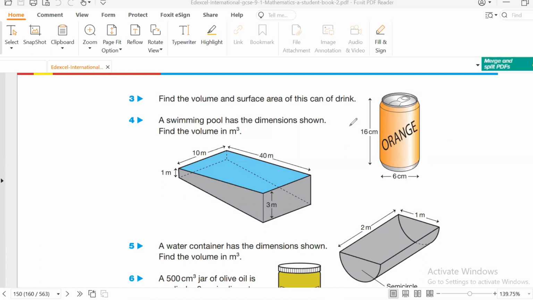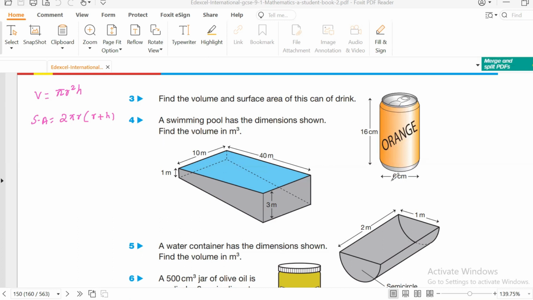Yes, viewers, now we will move on to question number 3, and the shape you can see is a cylindrical shape, kind of a can. So we will apply the formula of cylinder, which for volume is V equal pi r square h, and for surface area, total surface area of cylinder, 2 pi r bracket open r plus h. Remember that you must know these two things in this question.